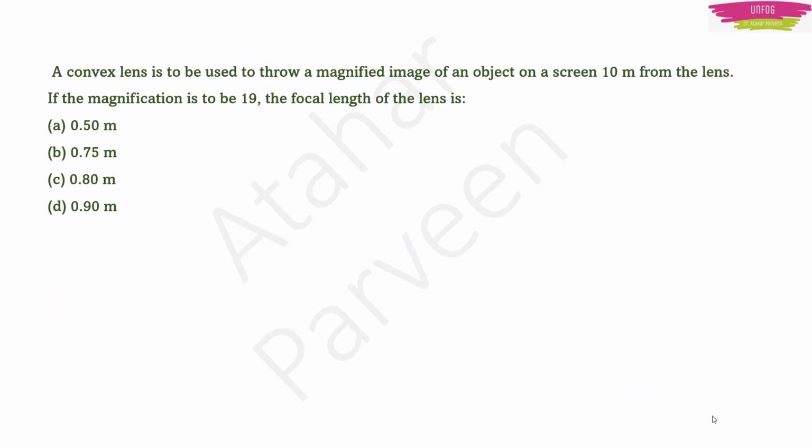Next question. A convex lens is to be used to throw a magnified image of an object on a screen 10 meters from the lens. If the magnification is to be 19, the focal length of the lens is... See, here magnification comes into the picture. They have given you the image distance, that is 10 meter. That will be your V.